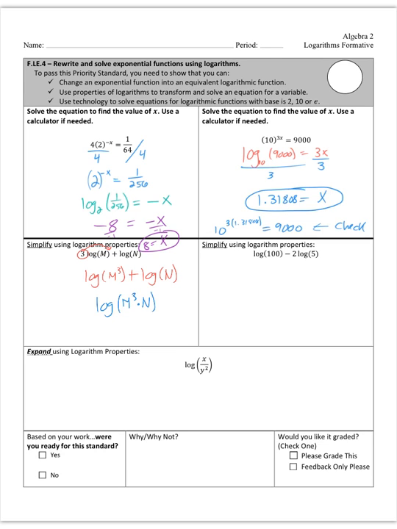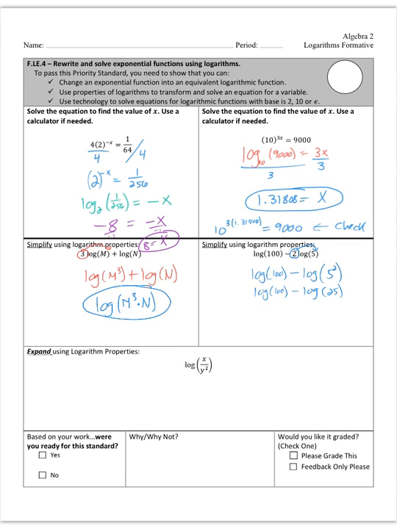because I have a property that says so. This is the most simplified version that we can get. Similarly, the 2 in front can hop up and be an exponent. So this ends up being log of 100 minus log of 5 squared. Well, that's nice because we know what 5 squared is. It's 25. So log of 100 minus log of 25.